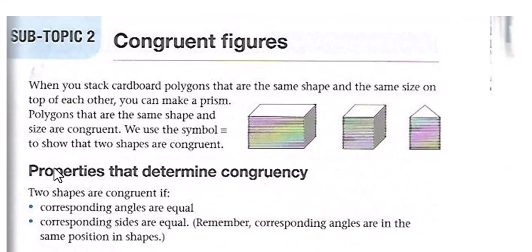So for instance, the properties that determine congruence: we say two shapes are congruent if the corresponding angles are equal. So if the corresponding angles are equal, then that is congruent. Also, if the corresponding sides are equal, then this means that it is also congruent.